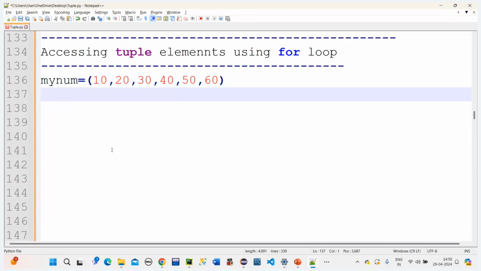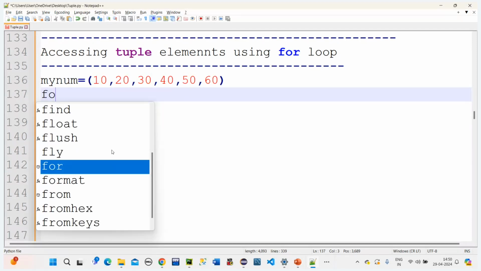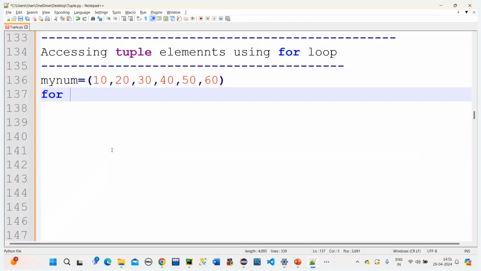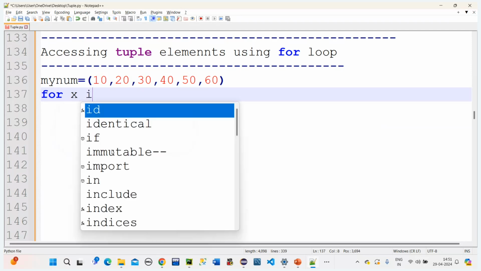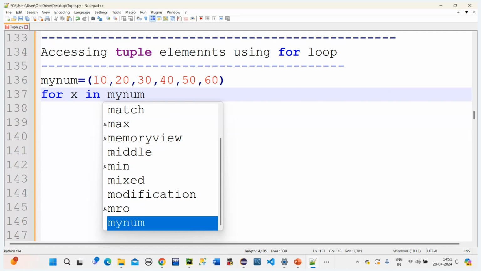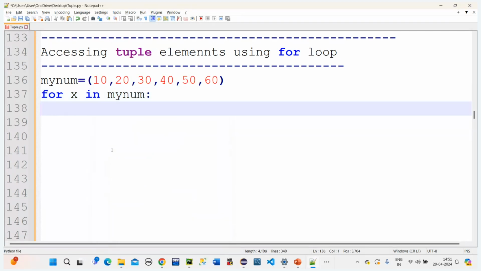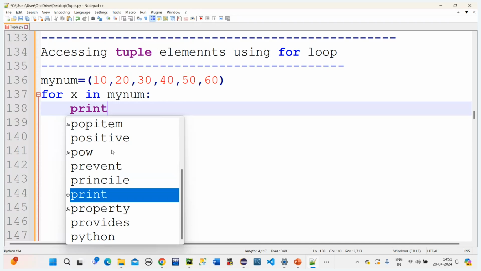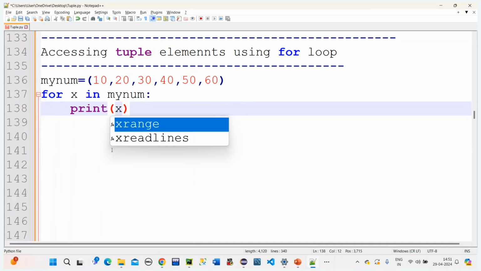Now in this, we directly use for. Have you remembered the for syntax or did you forget? Guys, respond. So for some variable, we write for x in, where in is the membership operator, my num, then colon, and what are we printing here? Print x. Simple code it is.